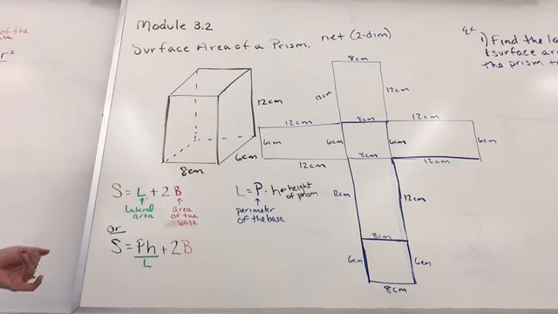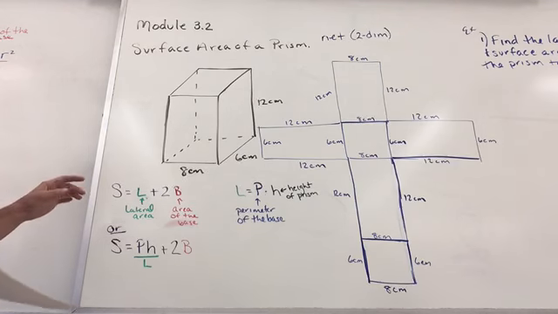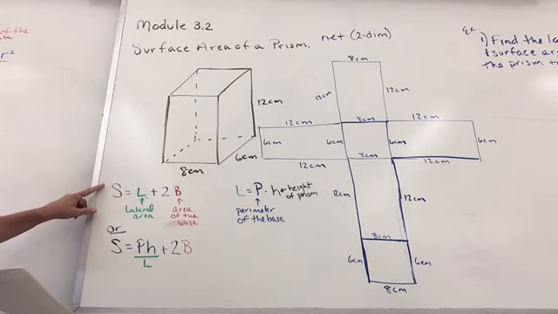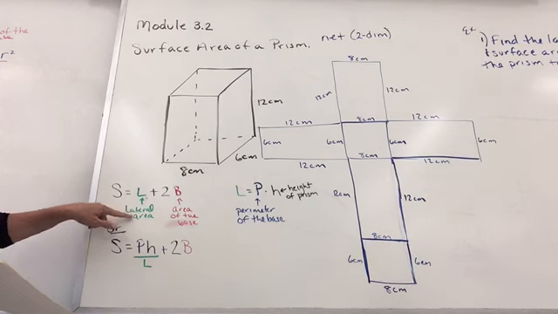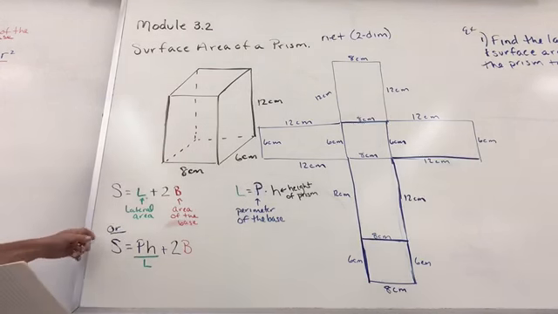The tricky thing about the faces is they may not always sit on the base. It could be that it's laying on its side, and that's the base. Our formula for the surface area is surface area equals the lateral area plus 2 times the bases, because we have a top and a bottom.